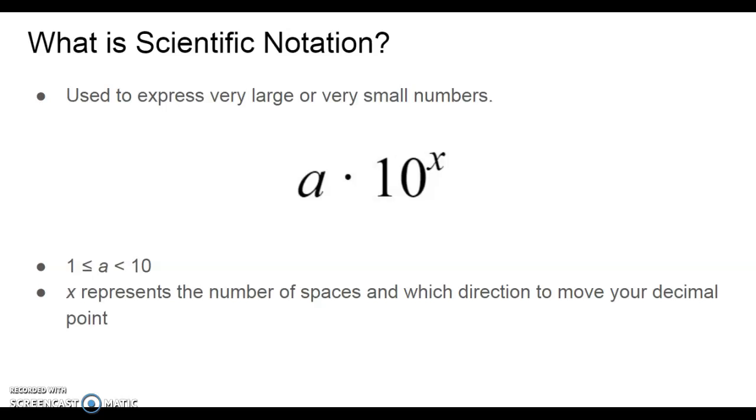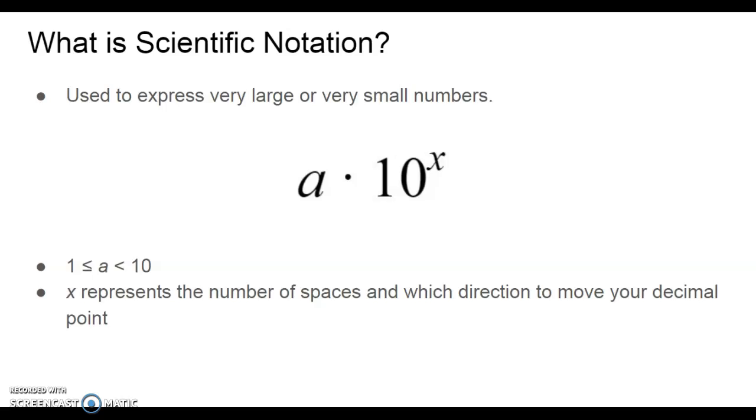So if we were thinking about the distance from the Earth to the Sun, that would be a very large number. So we would want an easier way to write those really, really big numbers. Or if we were thinking about the size of an atom, that would be a very small number.